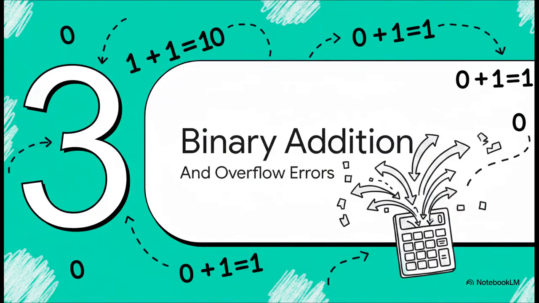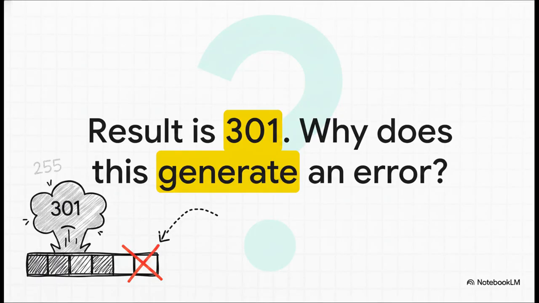Section 3, Binary Addition and Overflow. Now, what's really interesting here is what happens when computer math hits its physical limits. You are frequently going to be asked to add 2 8-bit binary numbers together. Let's imagine a scenario from a specimen paper where the calculation mathematically results in a denary value of 301. The question asks, this generates an error.